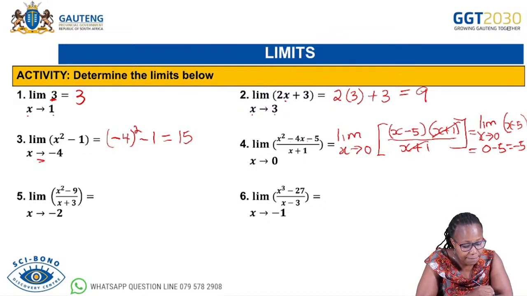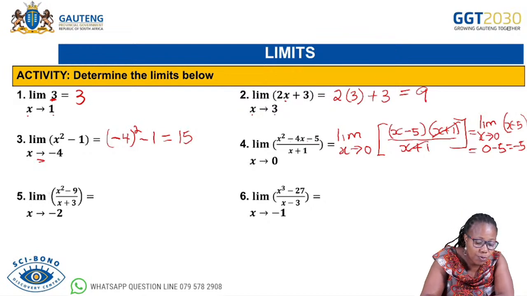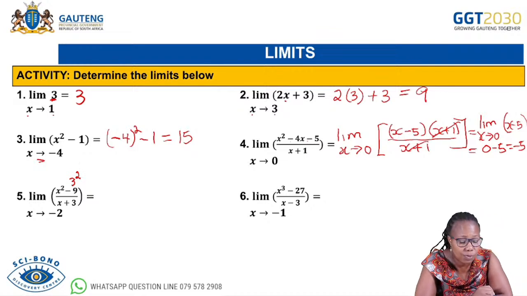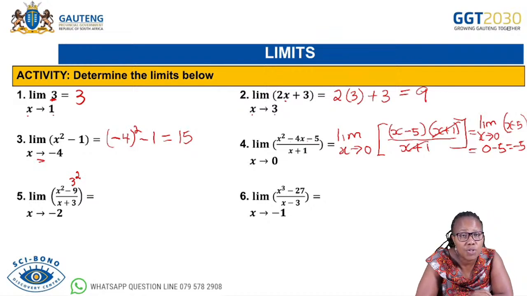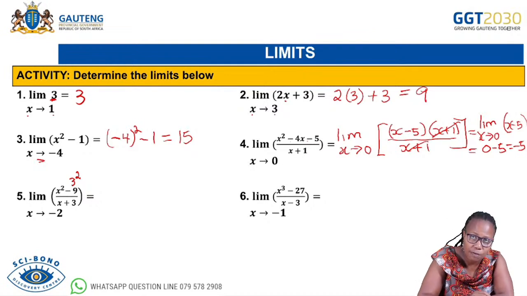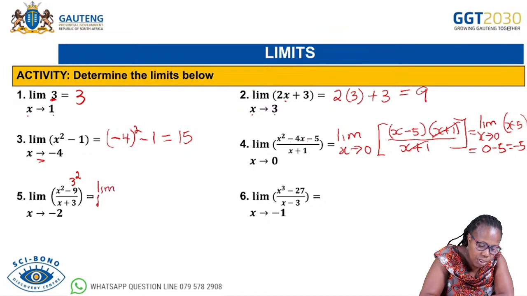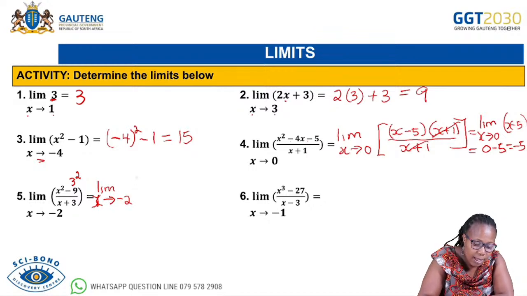And then number 5, look at that fraction again. Check, can I factorize? Yes, I'm having what? The difference of 2 squares there. Remember, 9 is 3 squared. That is why we are saying it's a difference of 2 squares. And then that means our application will be factorization of difference of 2 squares. So since I will be factorizing, I am continuing with the notation of my limit, x is approaching minus 2. And then now factorize the numerator. That will be x minus 3 and x plus 3.